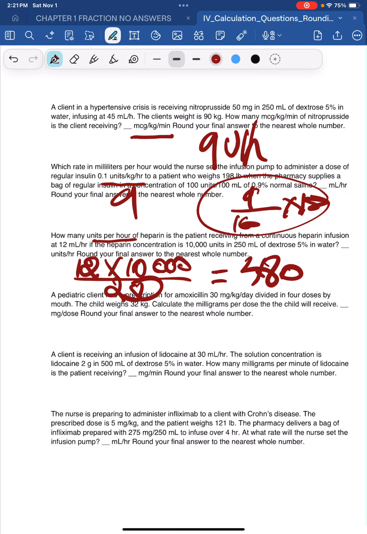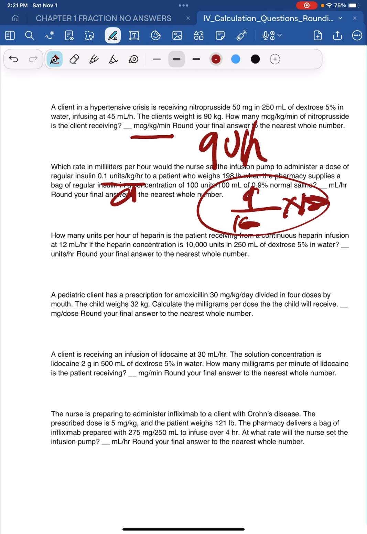The next one, what are we looking for? Let's see. The next one is clear. A pediatric. They ask you to find out how many milligram per dose you will give. All right. The doctor prescribed 30 microgram per kilogram per day. But you are not giving that daily dose at one time. They instruct you to give it in 4 divided doses. It means if your daily dose is 1200 milligram and they ask you to give that in 4 doses, I will get 1200 divided by 4. So each dose will be 300 milligram.